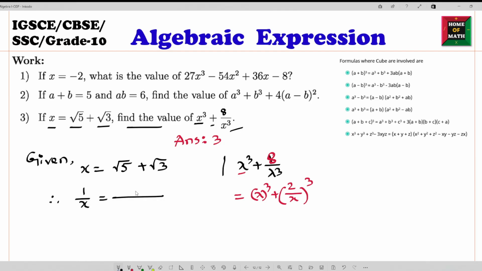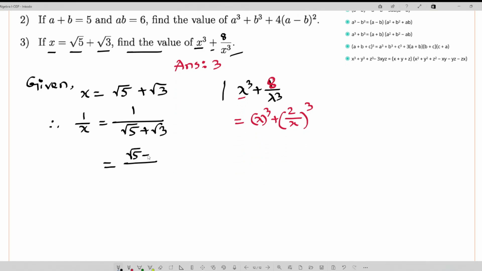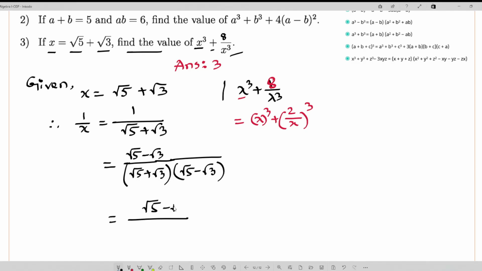which is 1 divided by root 5 plus root 3. So both denominator and numerator we will multiply by root 5 minus root 3 because we don't want to keep any root sign in the denominator. So root 5 plus root 3 times root 5 minus root 3. We know about a plus b and a minus b, so we can write root 5 square minus root 3 square.